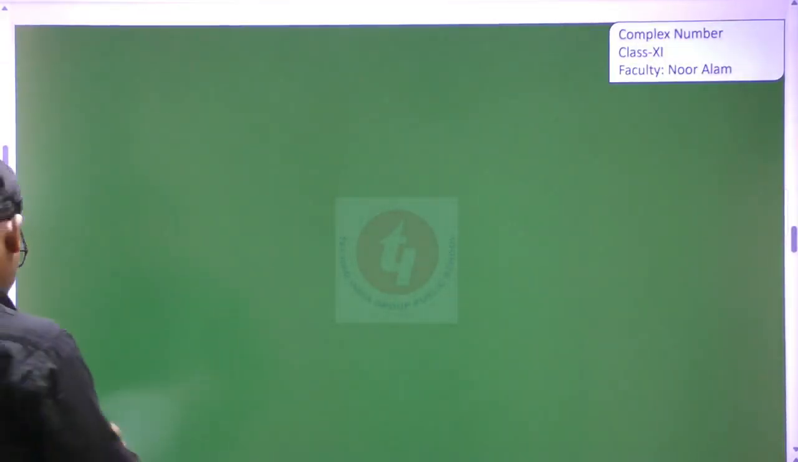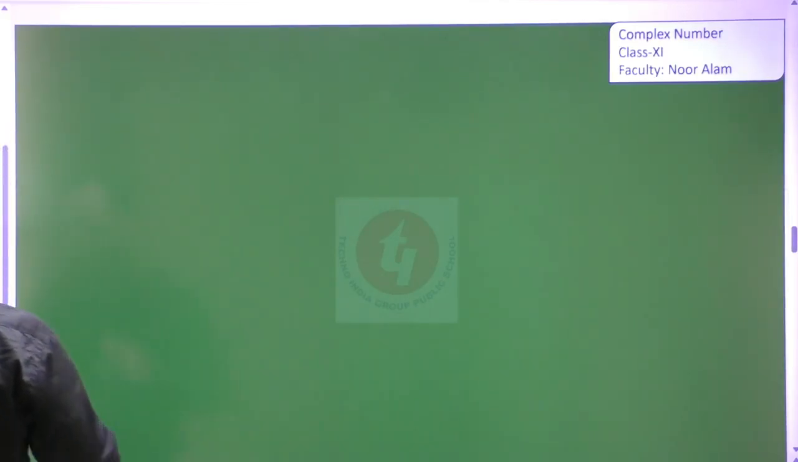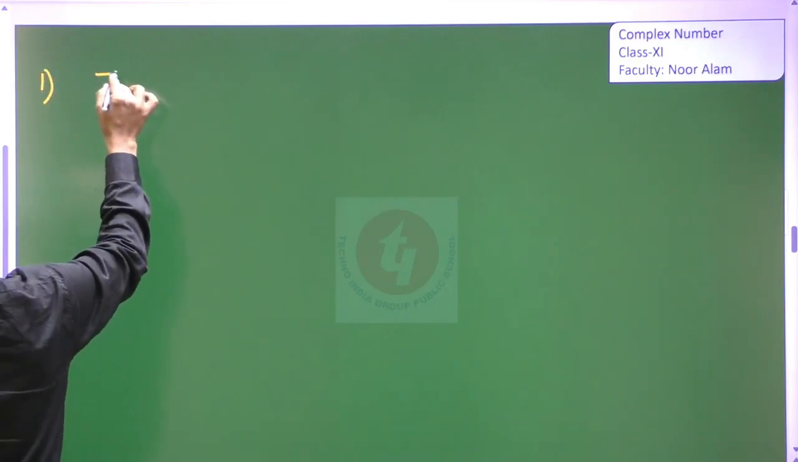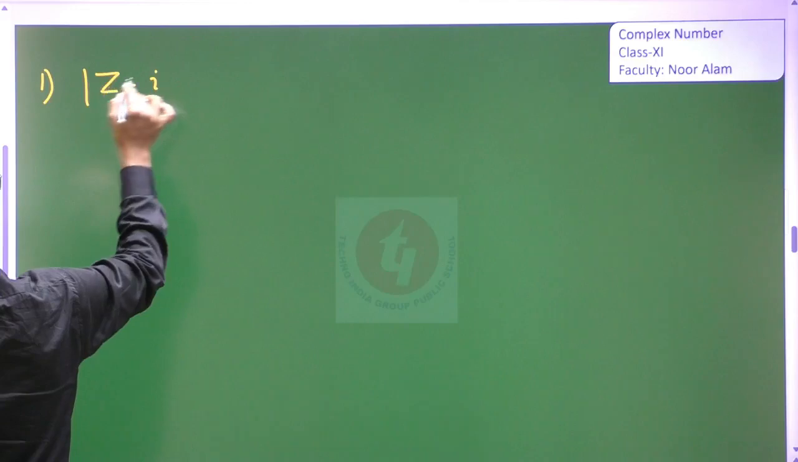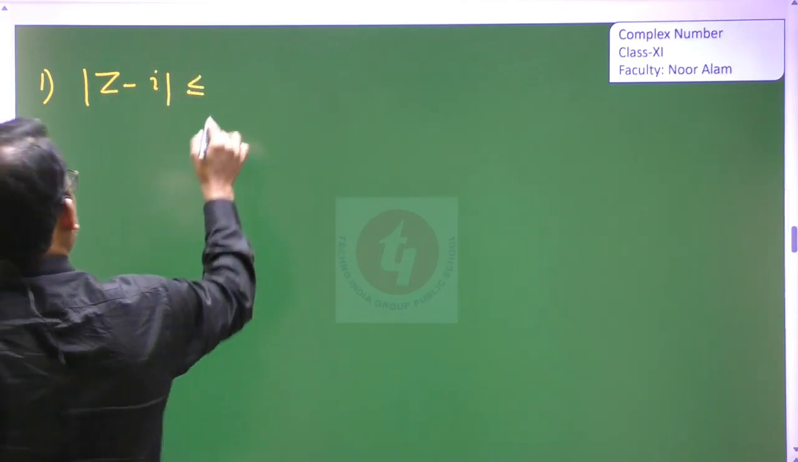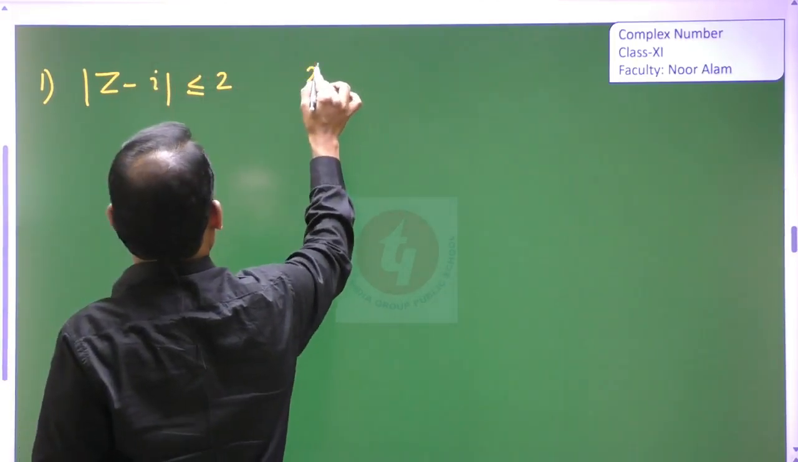From simple to advanced, we are moving. So first of all, question number 1: mod of z minus iota is less than or equal to 2. What does it indicate?